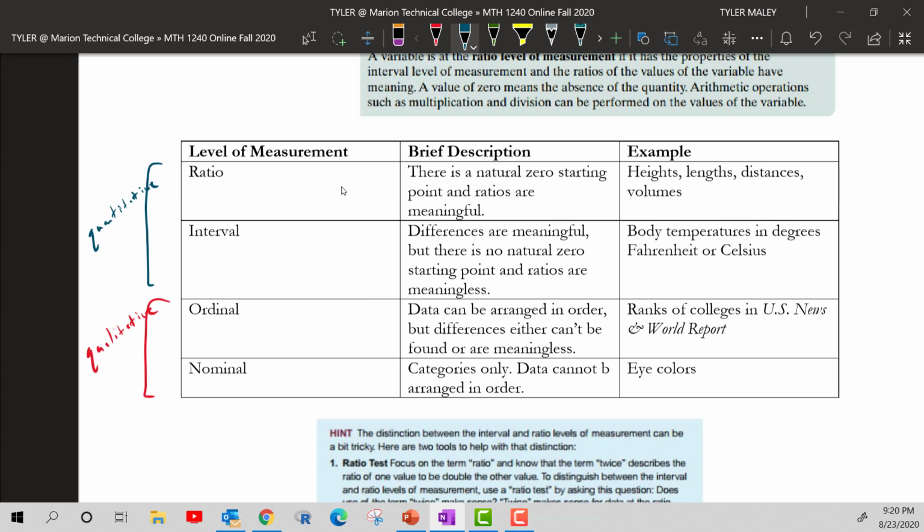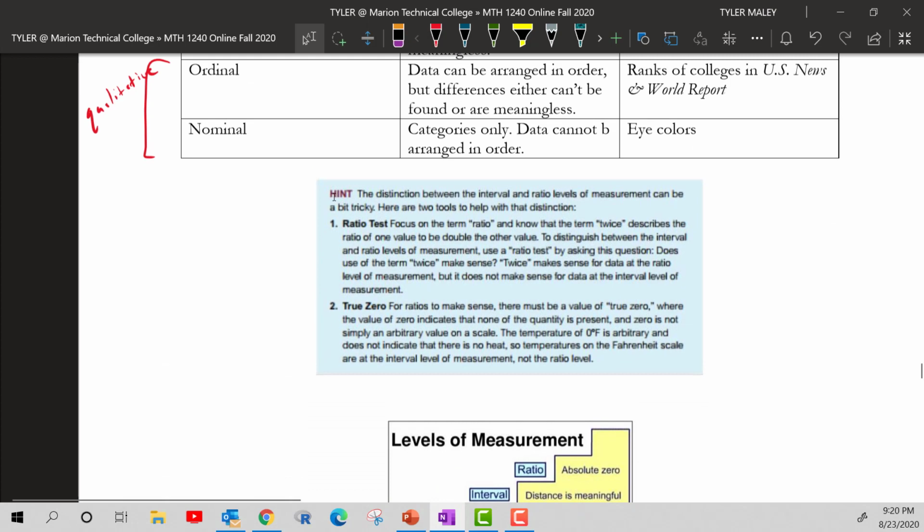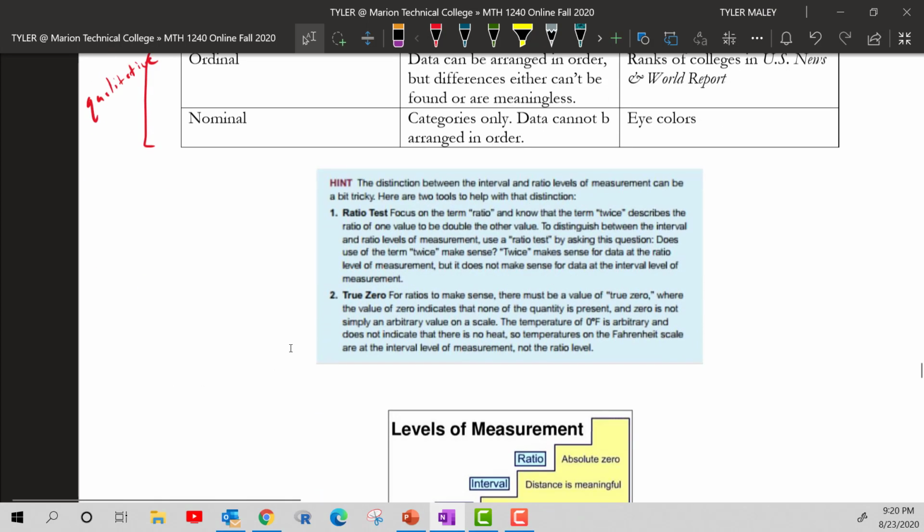But you may or may not be familiar with measuring something in Kelvin, right? So if you have trouble understanding the difference between ratio and interval, don't worry, you're not alone. So I have here, this is taken from, this table is just to kind of help you understand the differences between the two. So I recommend that you read over that, the ratio test and the true zero, right? So that can help you understand the difference between those two.